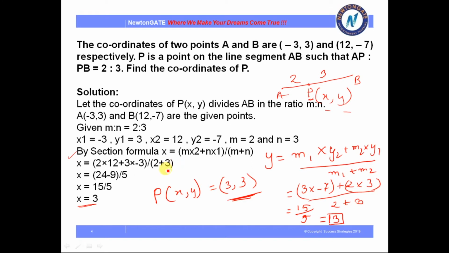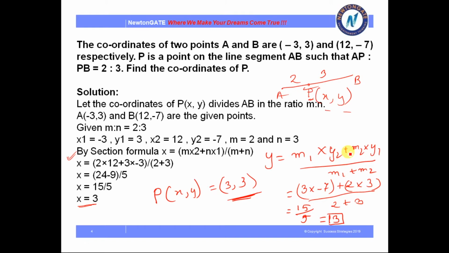Okay, this is how you use the internal section formula method and you find the value of the point P, or it can be anything. Using this formula you can also find the value of, let's say, Y2 or Y1, provided the others are given.